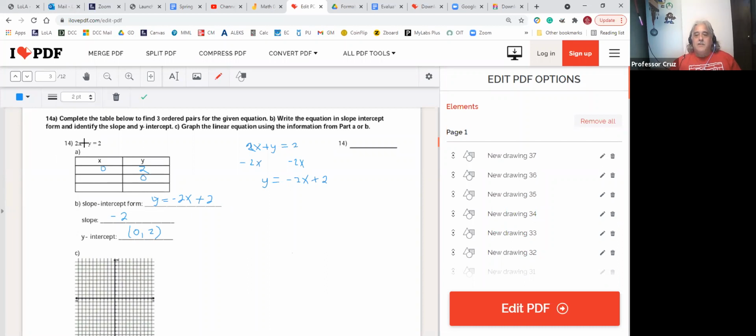Let's go ahead and do y is equal to 0. When y is 0, then 2x is equal to 2. So there's that other point. And then we'll see if we can get the other one by doing rise over run.